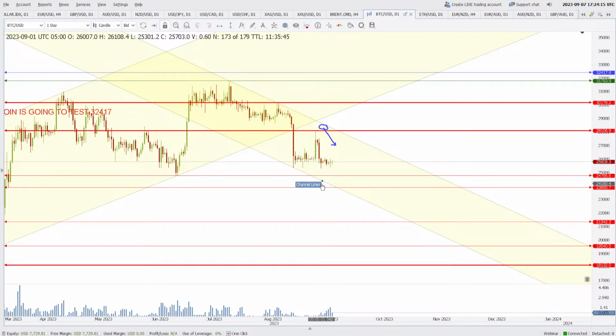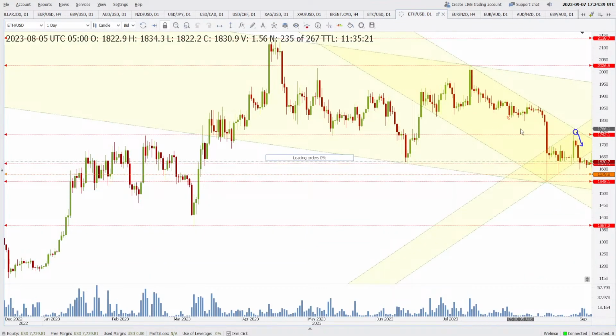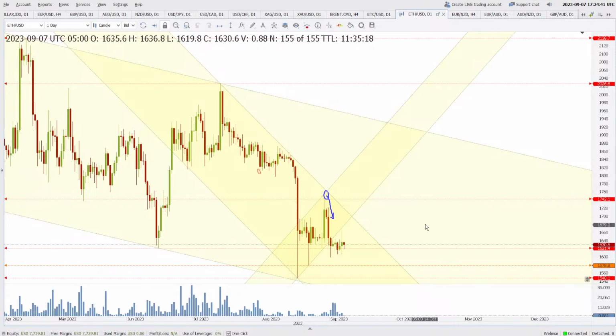So my opinion about Bitcoin is that it may continue like this before it strikes this falling channel, from where it can even break further to the downside. Right now for me, 28,106 is the resistance, 24,766 is the support. I'm not going to buy or sell Bitcoin right now. It has no use to me. Ethereum is also a similar case. It is going nowhere, so stay away from Ethereum also, my friends.